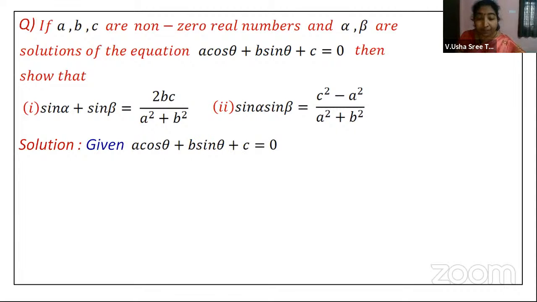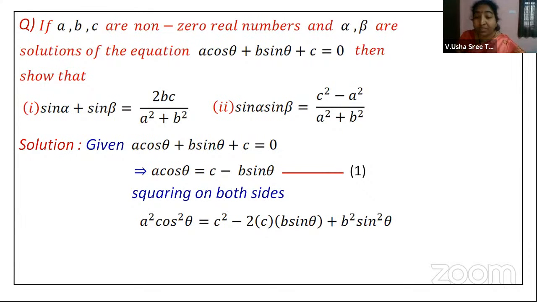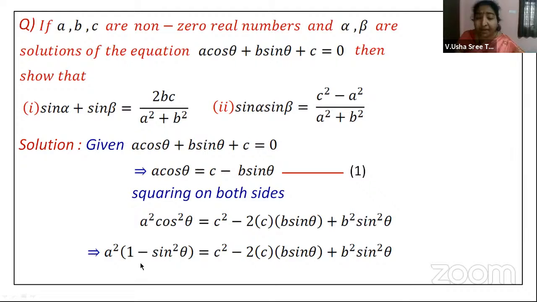Now we can rewrite this statement as a cos theta is equal to minus c minus b sin theta. Then we will call it equation number 1. Now we will take squaring on both sides, children. Then we will be left with a square cos square theta is equal to c square plus 2 into c into b sin theta plus b square sin square theta. Now cos square theta, we will replace it with 1 minus sin square theta, and remaining we will keep as it is. A square into (1 minus sin square theta) is equal to c square plus 2c into b sin theta plus b square sin square theta.